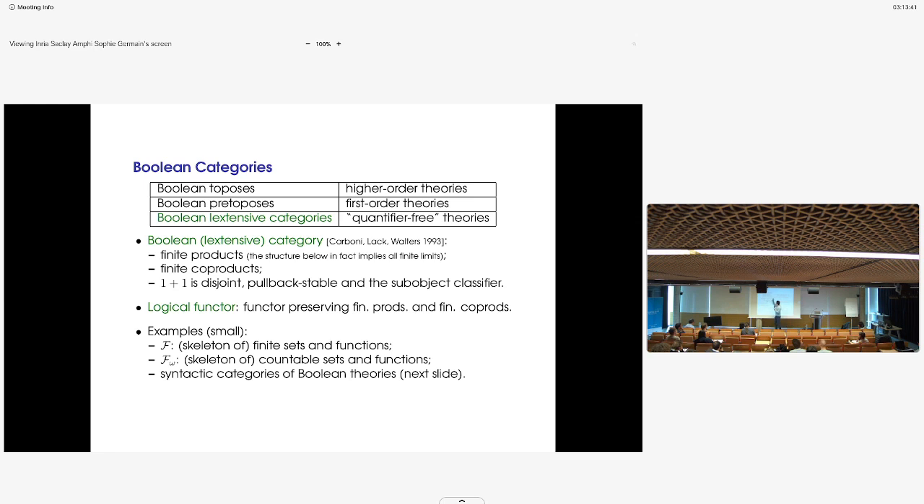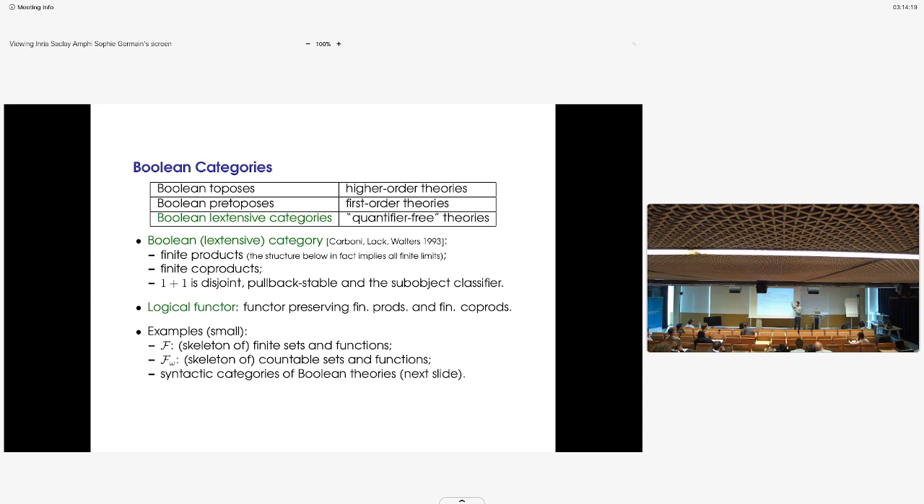So I'm going to introduce right away the categories that are the basis of what I do. I call them Boolean categories, but their full name should be Boolean extensive categories. Boolean extensive means that it's an extensive category such that the poset of subobjects of every object is a Boolean algebra. This is the definition, but it's equivalent to this: a category with finite products, finite coproducts, and such that this is the coproduct of two copies of the terminal object. This has two special properties: it's disjoint, it's pullback stable, and it's the subobject classifier.